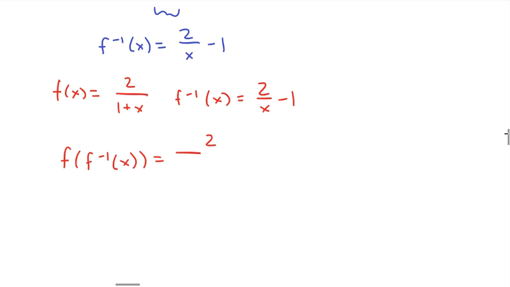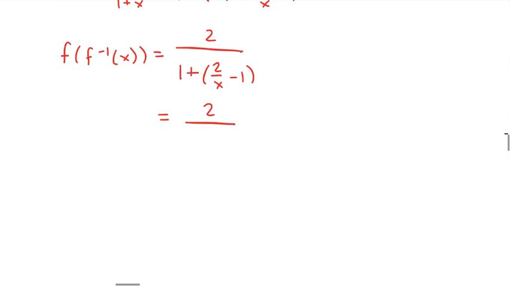So we're going to have 2 over 1 plus, there's an x there, so we're going to plug in f inverse. So we're going to have 2 over x minus 1. Simplifying this, we have 2 over this 1 and the negative 1 will cancel out. So we have 2 over x. And then this is the same thing as saying 2 over 1 times the reciprocal of the denominator, so x over 2. And these two again will cancel out, so we're just having x.